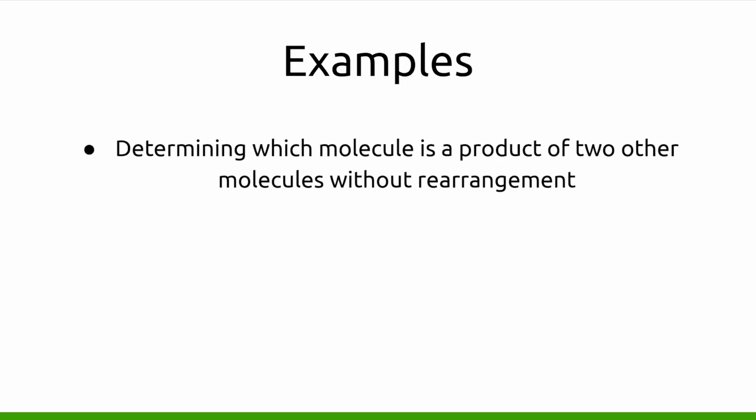Some examples are going to be determining if a molecule is a product of two other molecules without rearrangement. So if you have an organic chemistry reaction and you have two reactants, can you figure out, will these reactants make this product? Why not? How could it not?